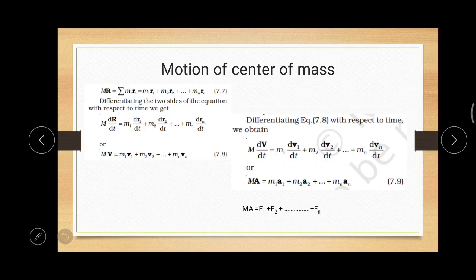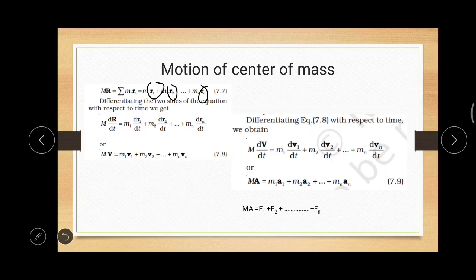Now let us consider the motion of the center of mass. We have already studied that the total mass M into R, where capital R is the position vector of the center of mass, is equal to the summation of mi ri, that is m1 r1 plus m2 r2 plus etc. up to mn rn, where r1 is the position vector of m1, r2 is the position vector of m2, and rn is the position vector of mn.